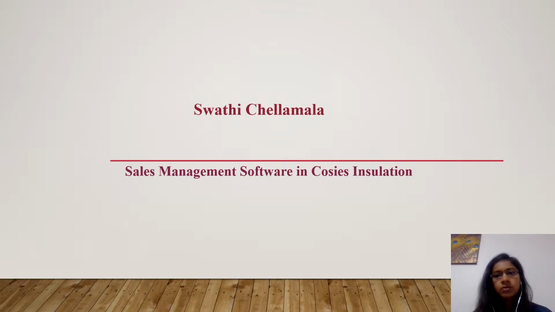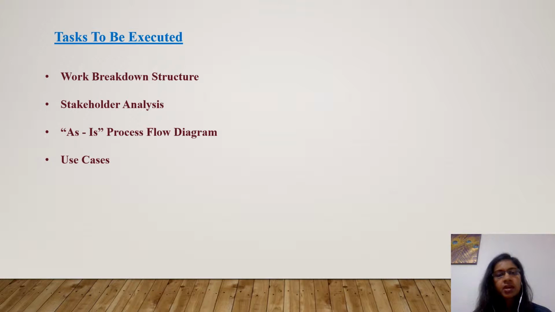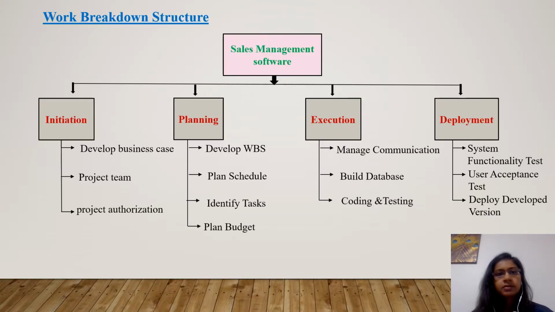So here are some key tasks that have to be done in the project: work breakdown structure, stakeholder analysis, as-is flow diagram, and use cases. Now we will look into them one by one. The first is work breakdown structure.